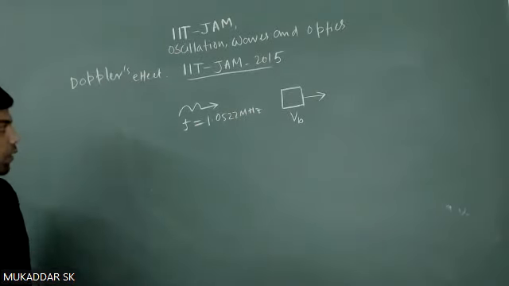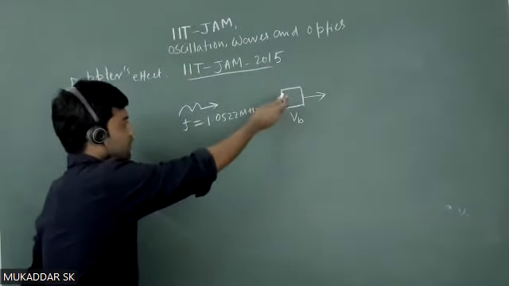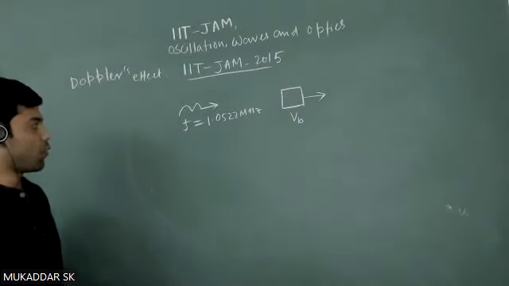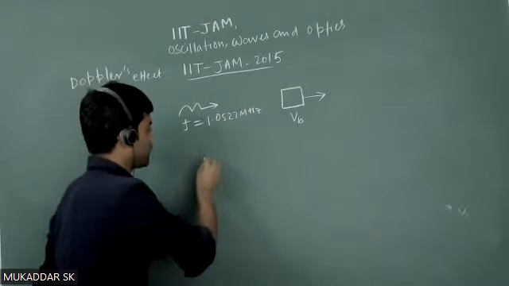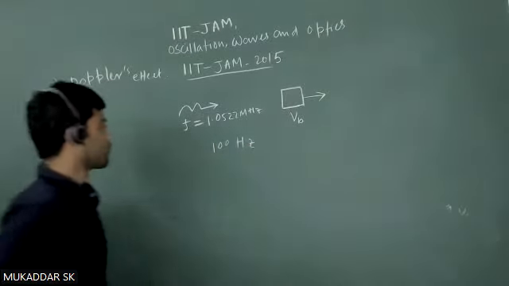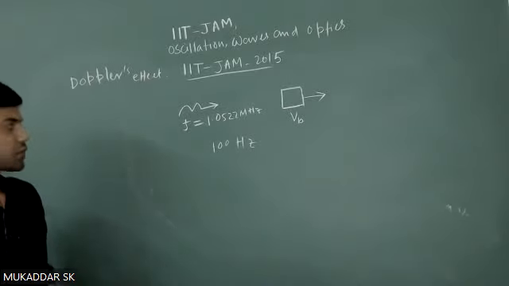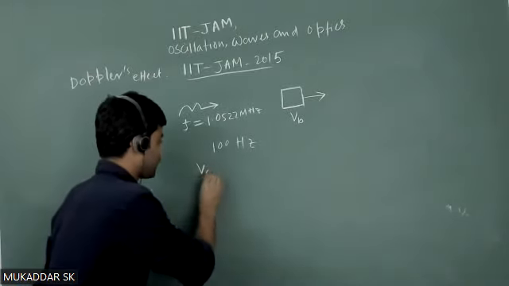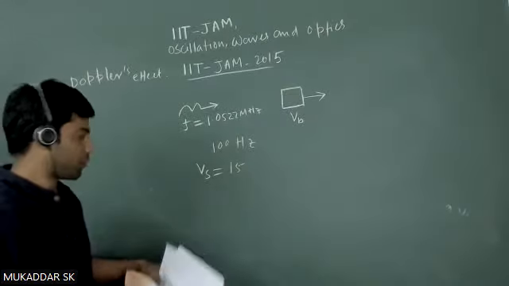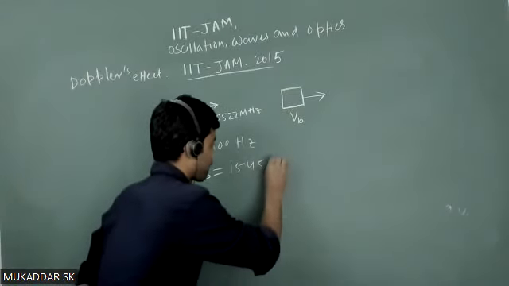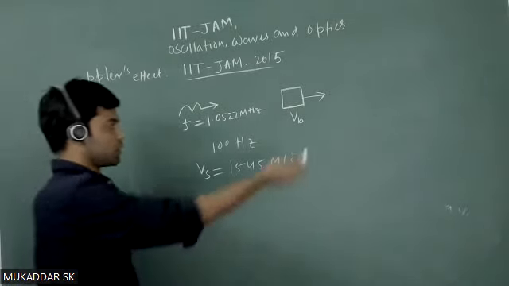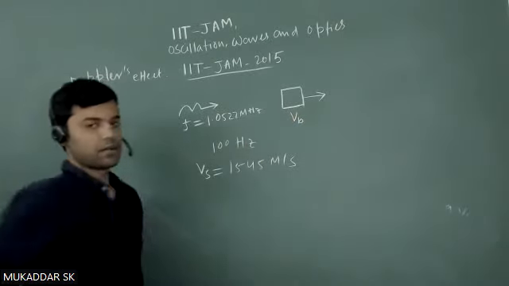When that sound is reflected from this blood cell, it produces a beat of 100 hertz. Also, the speed of sound Vs is given as 1545 meter per second. So you have to calculate the speed of this blood cell in the vessel.